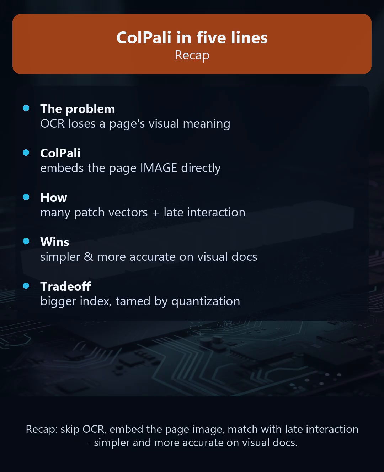So, to recap, traditional retrieval OCRs a page into text and loses its visual meaning. ColPali skips OCR and embeds the page image directly with the vision language model, producing many patch vectors matched by late interaction. It is simpler, more accurate on visual documents, and end-to-end trainable. The trade-off is a bigger index, tamed by quantization and pooling. Reach for it on visually rich docs.